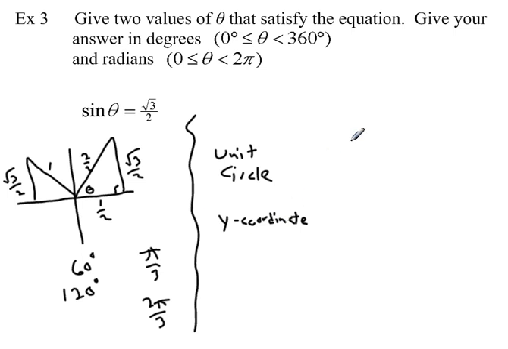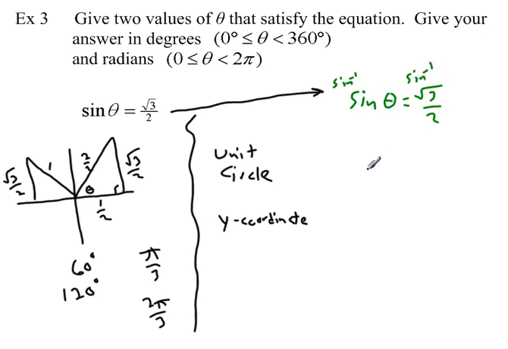Now careful, if you're just using your calculator to do this problem, let me pull out my calculator. So I'm going to rewrite this as sine of theta equals square root of 3 over 2. Getting that theta by itself, taking the inverse sine of both sides, this works perfectly well, and it gives you the answer we're looking for.